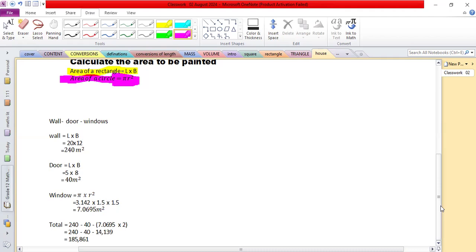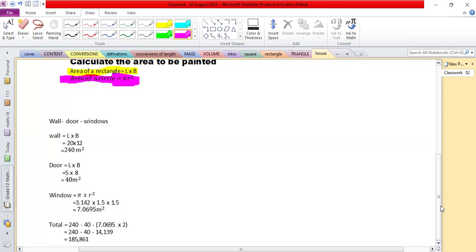Okay, check my answer here. Area to be painted is equal to the wall. We are going to paint the wall, but minus the door and minus the windows. So wall is equal to length multiplied by breadth, which is 20 times 12. That's the wall, 240 meters squared. The door is length multiplied by breadth, which is 5 times 8, which will give us 40 meters squared.